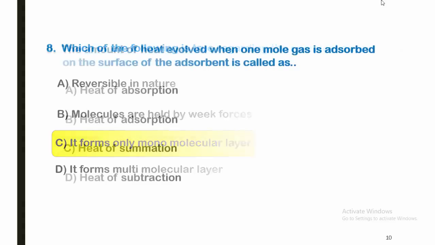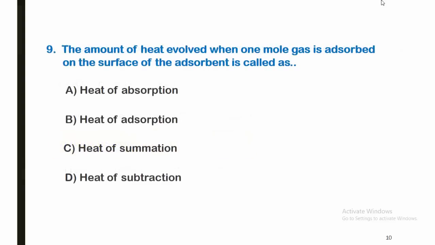Next question, the amount of heat evolved when 1 mole of gas is adsorbed on the surface of the adsorbent is called as. Very simple, whenever 1 mole of gas is adsorbed on the adsorbent surface, it is called as: option A, heat of absorption; option B, heat of adsorption; option C, heat of summation; option D, heat of subtraction. The right answer is very simple, that is heat of adsorption.